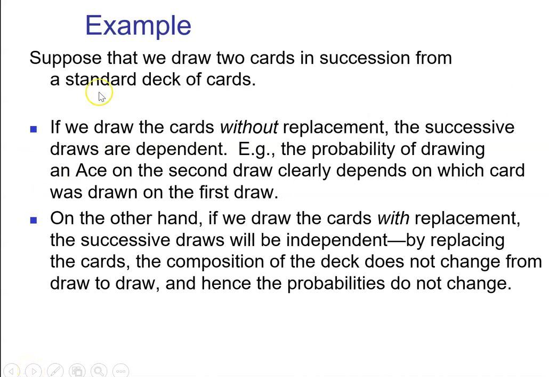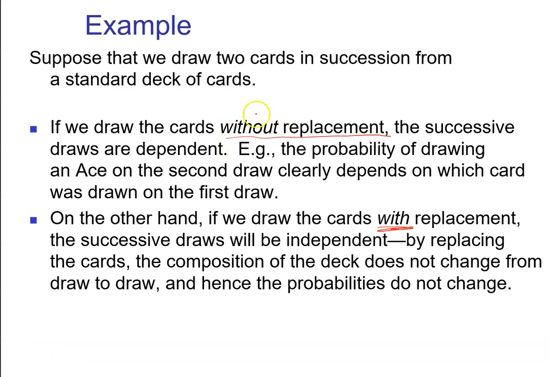So kind of just to sum that up again. If we draw 2 cards in succession, if we draw 2 cards without replacement, they are dependent on each other. The probability of drawing an ace on the second draw clearly depends upon which card was drawn first. However, if we put it back, by replacing the cards, the deck doesn't change from the first draw to the second draw. So again, there is no change there, and they are independent of each other. So hopefully that makes sense.